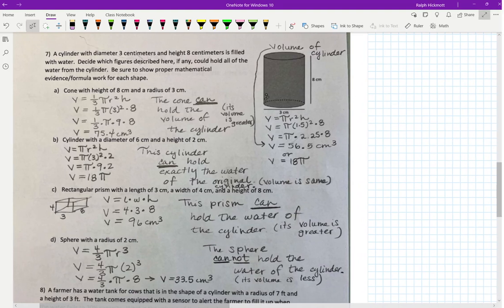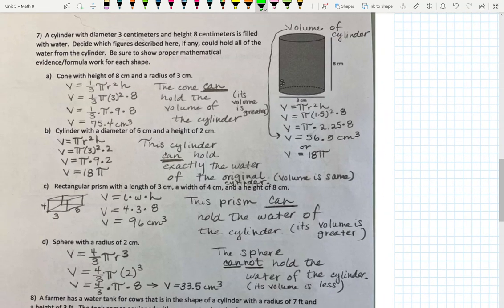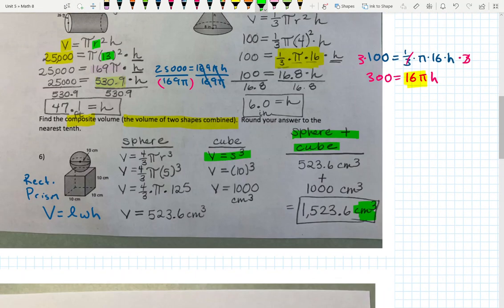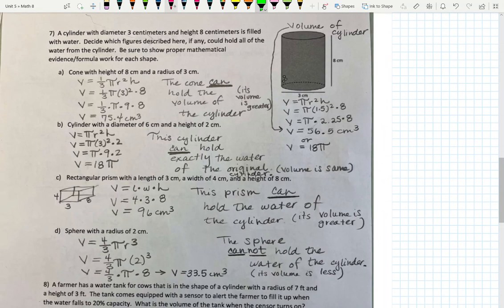Quite a few of you reached out with questions regarding this when we rolled this out. Unpacking the story problem, you need to know if any of the shapes below, A, B, C, and D, could hold all of the water from the cylinder, which means you're comparing the volumes. So you need to solve for the volume of the cylinder first, and you can see the work on the side here. The only thing to be cautious about, as highlighted on the screen, is that the diameter was 3, so the radius is 1.5. Otherwise, it's a very straightforward calculation. You're going to get 56.5 or 18 pi cubic centimeters.